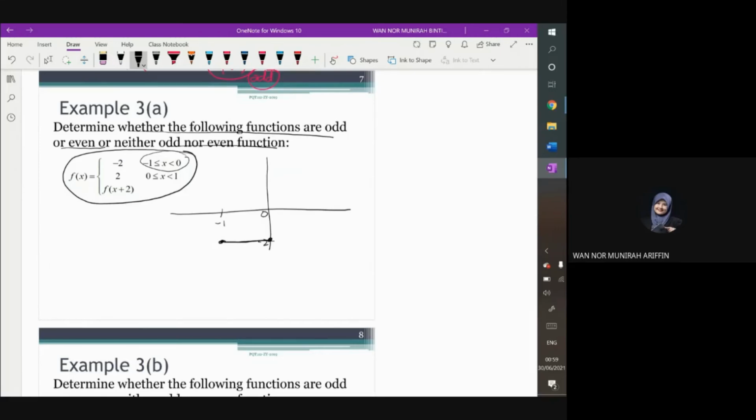The second function is from 0 to 1. From 0 to 1, your f(x) equals 2. So this one. Even though it only says sketch, let's do it a little. So this is your x, and this is your f(x). Now I have these two lines.